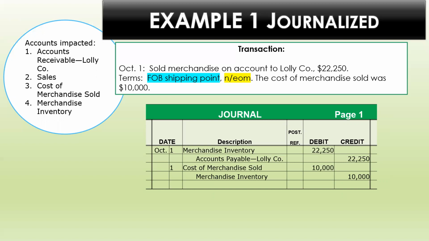For the second journal entry on the very next line, we enter the date 1. Our credit is to cost of merchandise sold in the amount of $2,000. And then using the merchandise inventory account, we also need, in the same amount, our credit, $10,000.